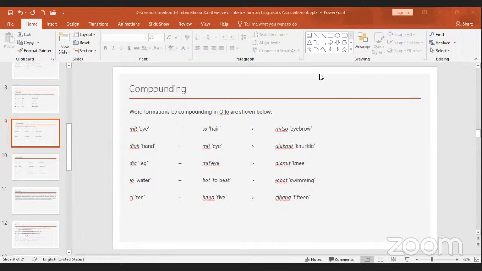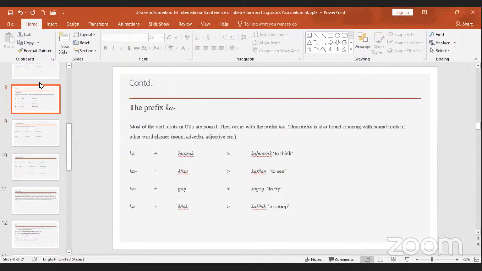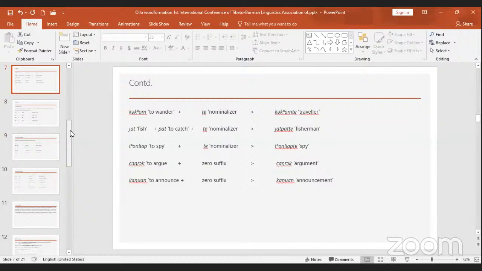Is that a prefix? I think I missed it. Can you go back to the slide, please? Was it a prefix or a suffix? I don't remember. A suffix. Okay, sorry. Suffix te. So whether it's a suffix or a prefix, it is a suffix. Suffix te, a nominalizer, but in the other ones there is a zero suffix.